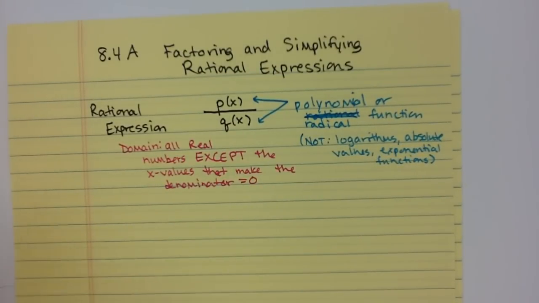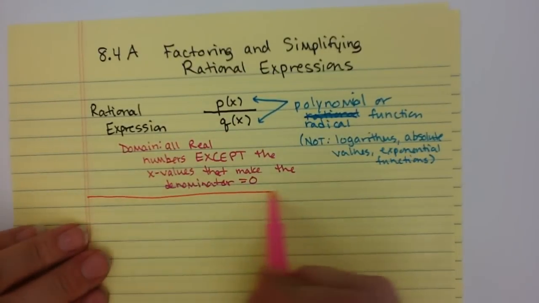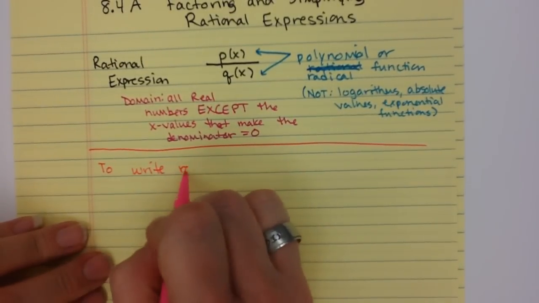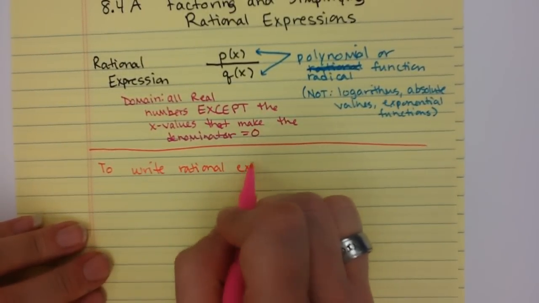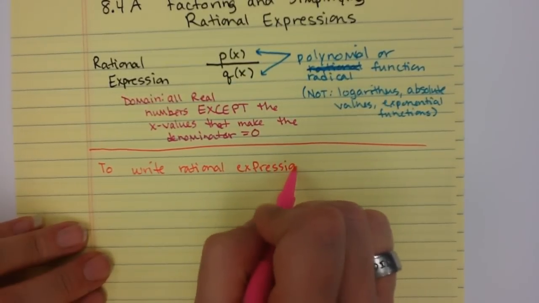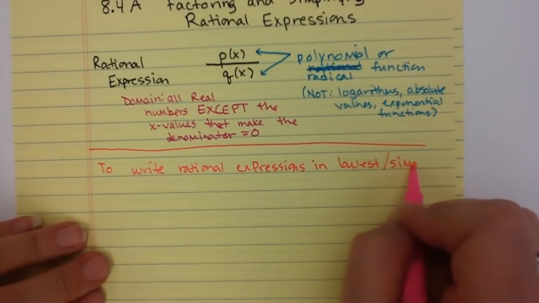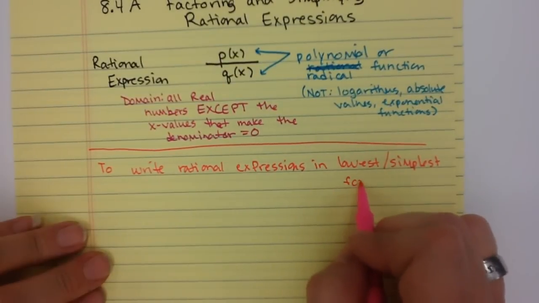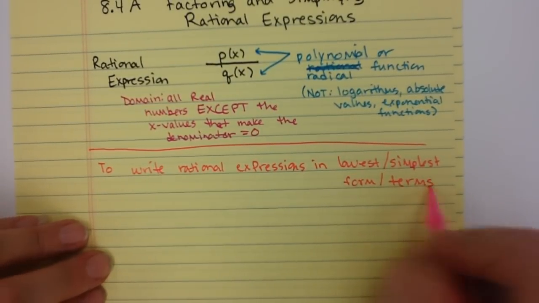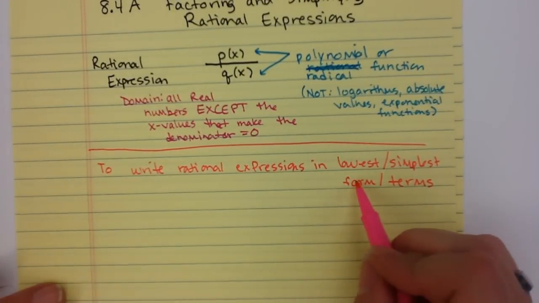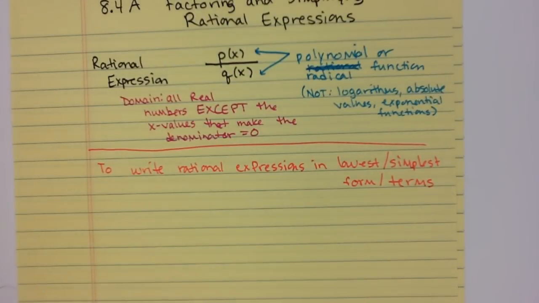So let's get some instructions down on paper for how to write expressions in lowest or simplest terms. There's a couple of ways of saying that. To write rational expressions in lowest terms or lowest form, or simplest form or simplest terms, those all mean the same thing.